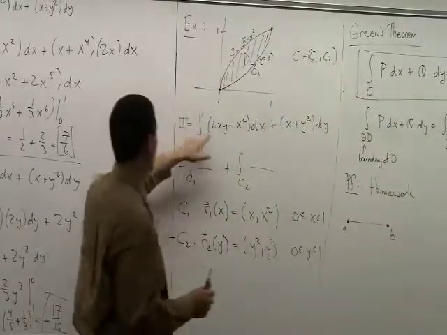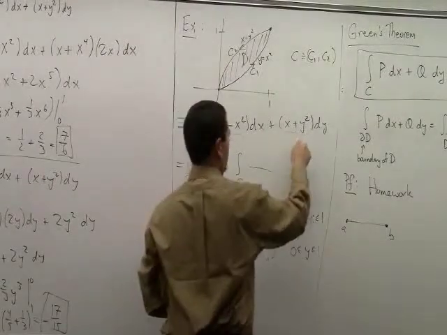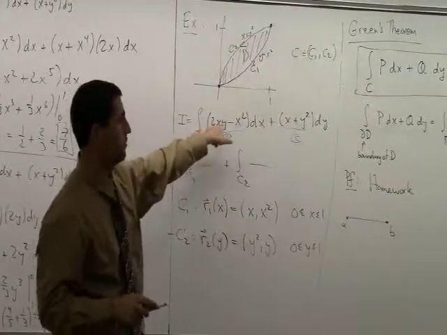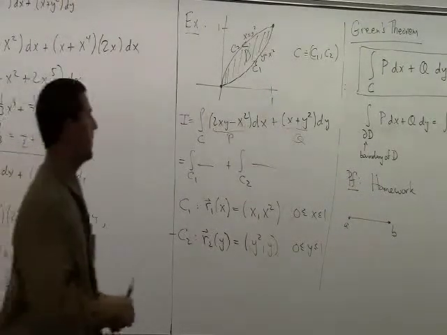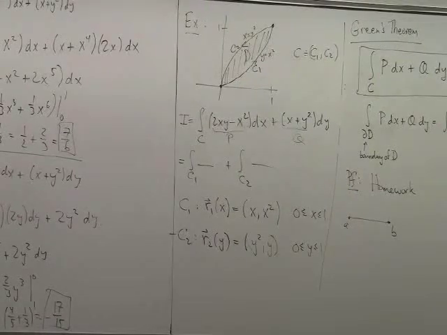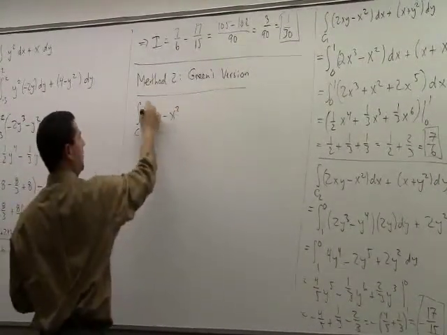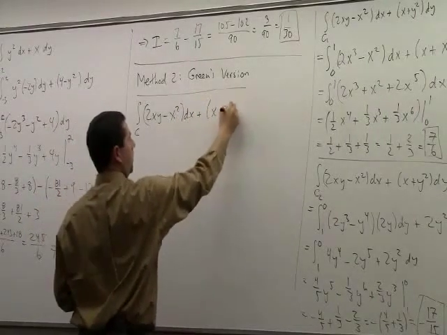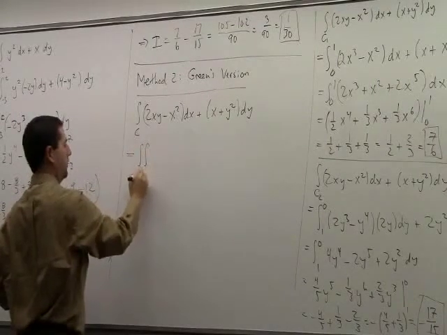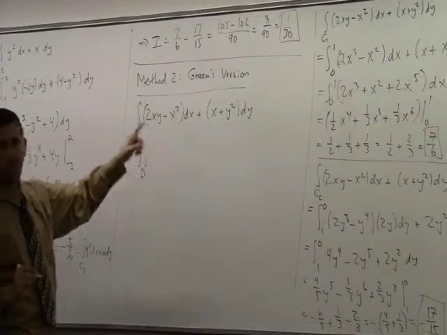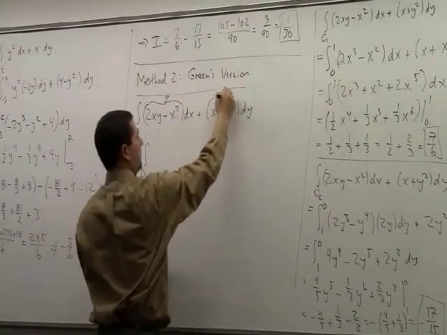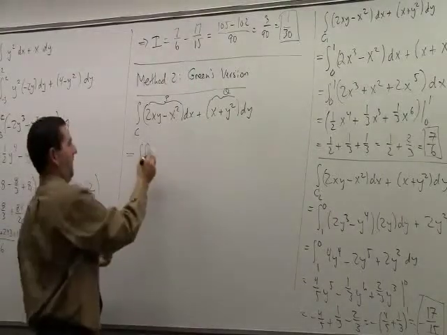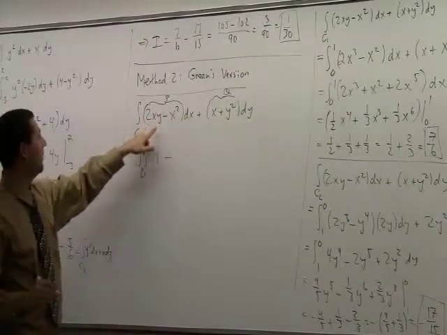P and Q. There's P. There's Q. Continuous partial derivatives on some region, blah, blah, blah. Doesn't matter. They're polynomials. Of course, they're going to have continuous everything, right? Everything's fine there. Okay, so Green's version says that the integral over C of 2xy minus x squared dx plus x plus y squared dy equals the double integral over D of Qx minus Py. Well, what's Qx? Remember this is our P, and this is our Q. Qx is just 1. Sweet. Minus Py, just 2x.